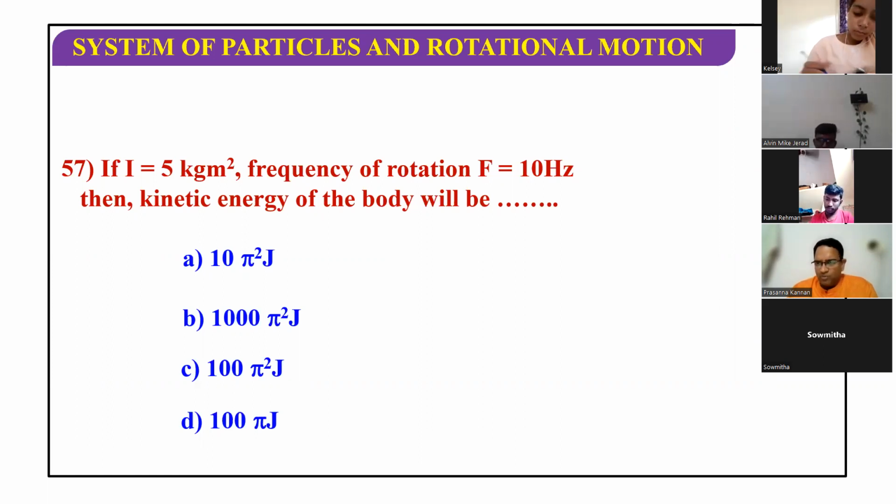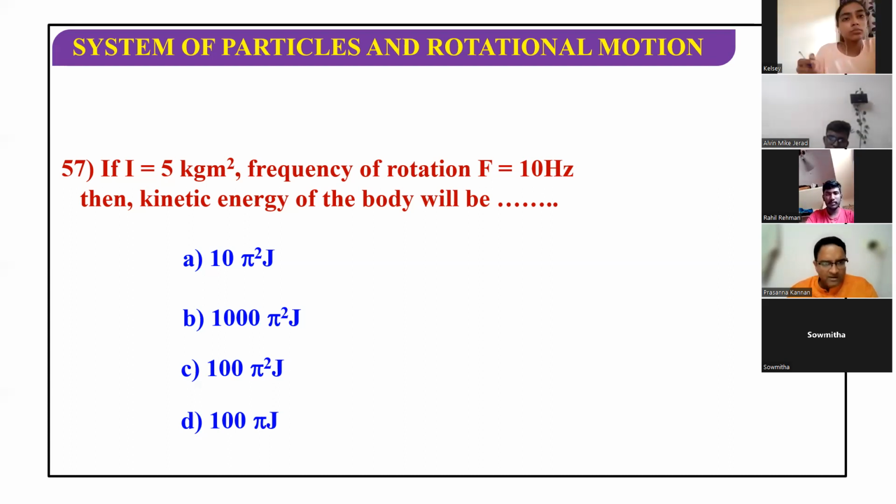So the relationship between angular frequency and frequency is omega is equal to 2 pi F. And within brackets, you can write F is equal to 1 by T. Frequency is equal to 1 divided by time period. So now you can very easily tell me kinetic energy is half I 1000 pi square J, right?